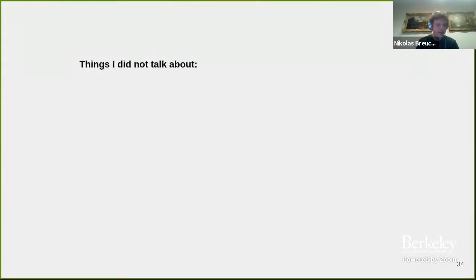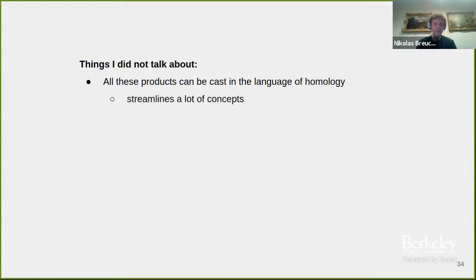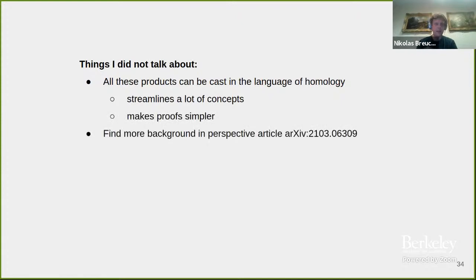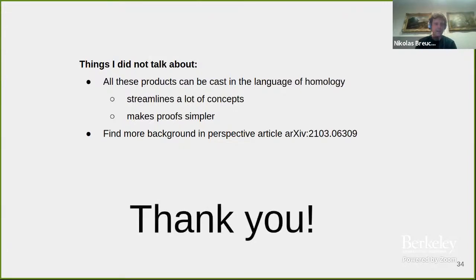Okay, I'm running out of time. There were a few things that I didn't talk about. One of them is that all this can be cast in the language of homology, which is quite natural. It streamlines a lot of concepts and makes proofs simpler. And just a shameless plug: if you want to know more about the background and understand a bit more of the technical results without diving into the three papers, you can check out this perspective article that I wrote with a co-author. So thank you very much for your attention, and I'm happy to take any questions.